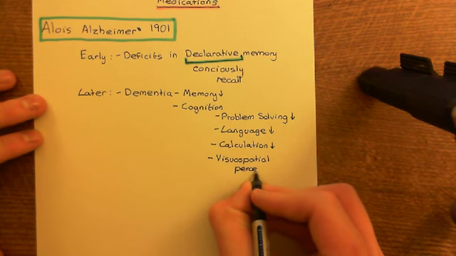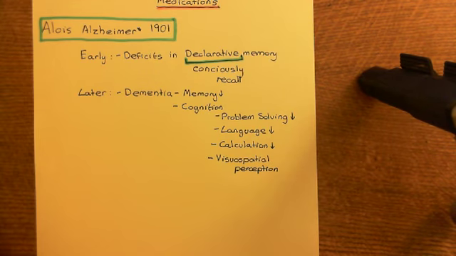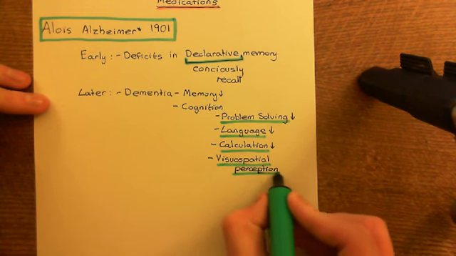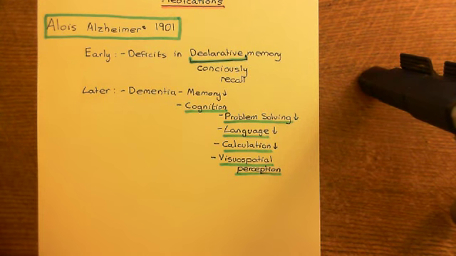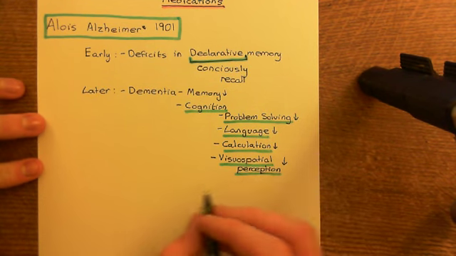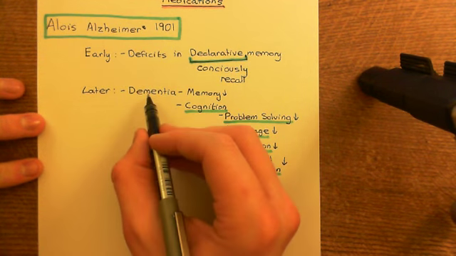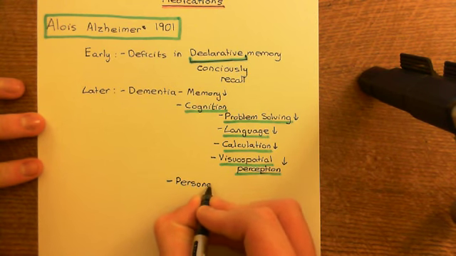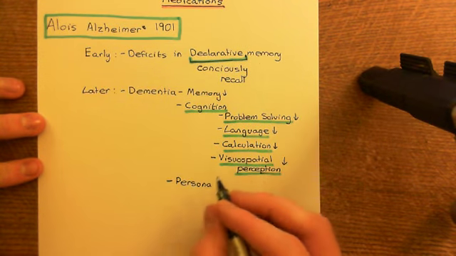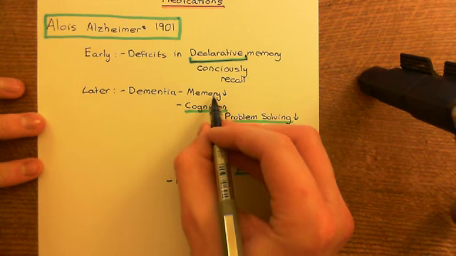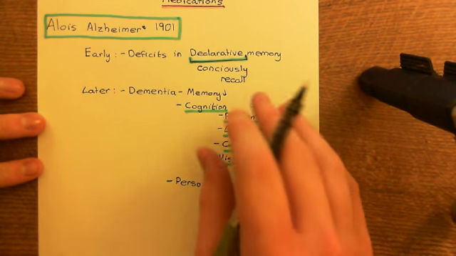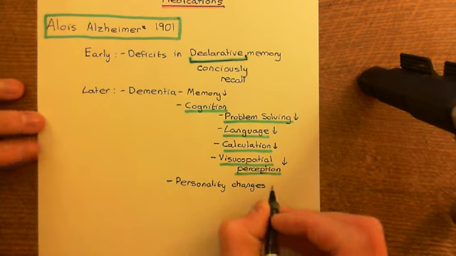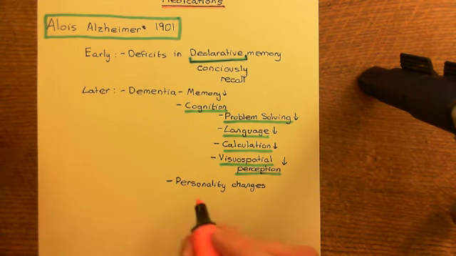So visuospatial perception. All of these 4 things that I've written here, problem solving, language, calculation, and visuospatial perception, are all counted as part of cognition, and all of these things are going to suffer in the later stages of Alzheimer's disease. In addition, the other dramatic thing that comes under this umbrella term of dementia is that you get personality changes as well. So dementia means these 3 things mainly. These are the principal 3 things that occur in dementia: you lose declarative memory, cognition is reduced, which means all of these 4 things are reduced, and you start to get personality changes. All of these things are going to occur in later stages of Alzheimer's disease.